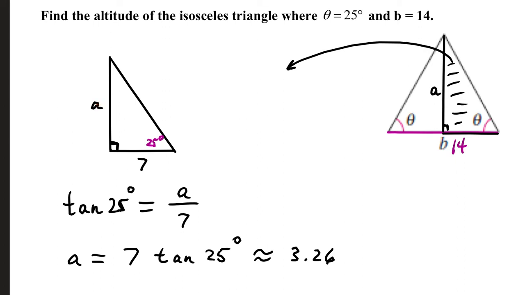To find A using the given angle 25, that's opposite and 7 is adjacent, so tangent is the perfect trig ratio. Tangent of our angle is equal to opposite over adjacent. Tan 25 degrees is equal to A over 7. Multiply both sides by 7, and you get A equals 7 times tangent of 25 degrees, or approximately 3.26.